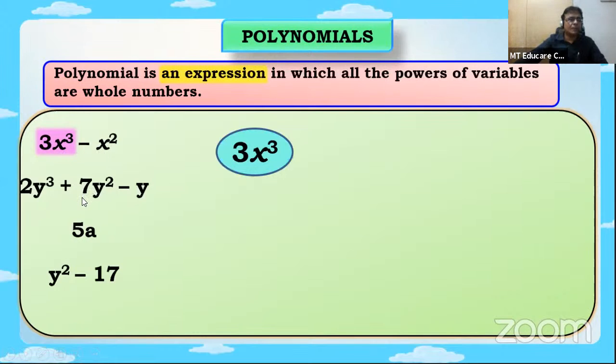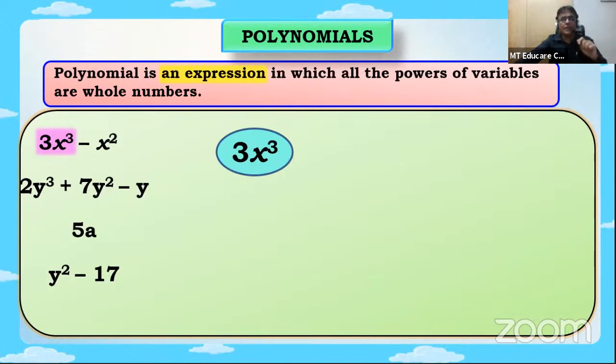Look at the next expression, 2y cube plus 7y square minus y. So I have a plus here, a minus here. So I have three terms. So a term is differentiated by plus and minus. Okay, now we have understood the term.